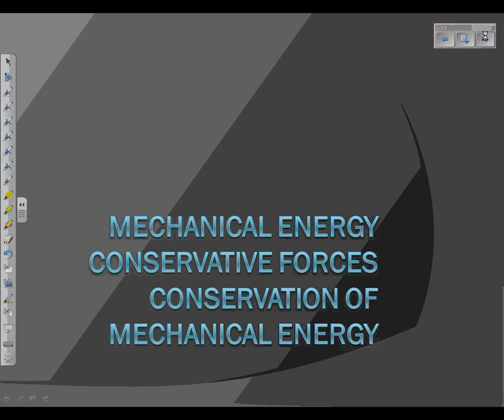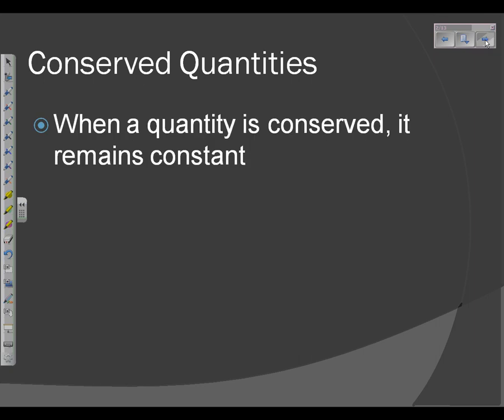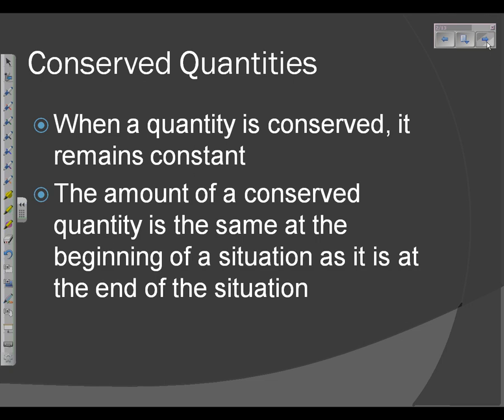This discussion starts off with conserved quantity. When something we say is conserved, what does that mean? It's saved, or it remains what? Remains constant. Okay, remains the same. If we go to measure that conserved quantity, what would we see about its amount at the beginning of the situation versus the end of the situation? It should be the same.